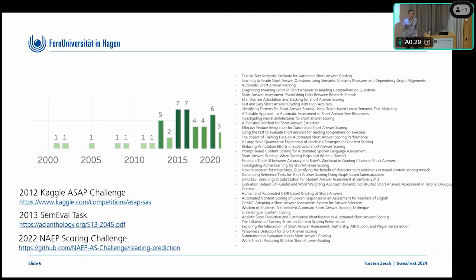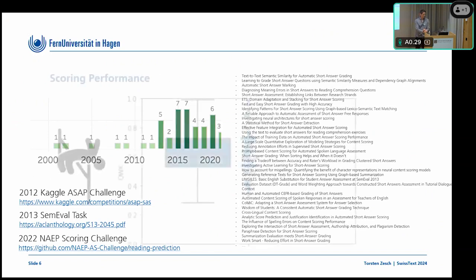Especially there have been challenges and shared tasks, like in 2012 the ASAP challenge that started it, and you can see that this was really fundamental, because in 2012 and the years after, that kick-started the whole thing. So shared tasks and challenges are important for shaping the field, and it's good that SwissText and other venues always do that. And there were others, like SemEval in 2013 and NAEP in 2012. So it's not a very big field, but stuff has been tried.